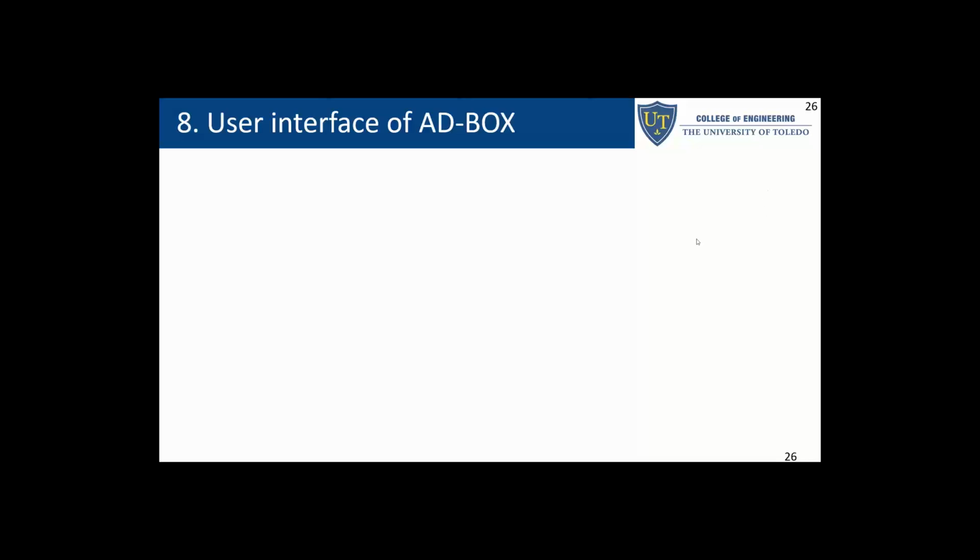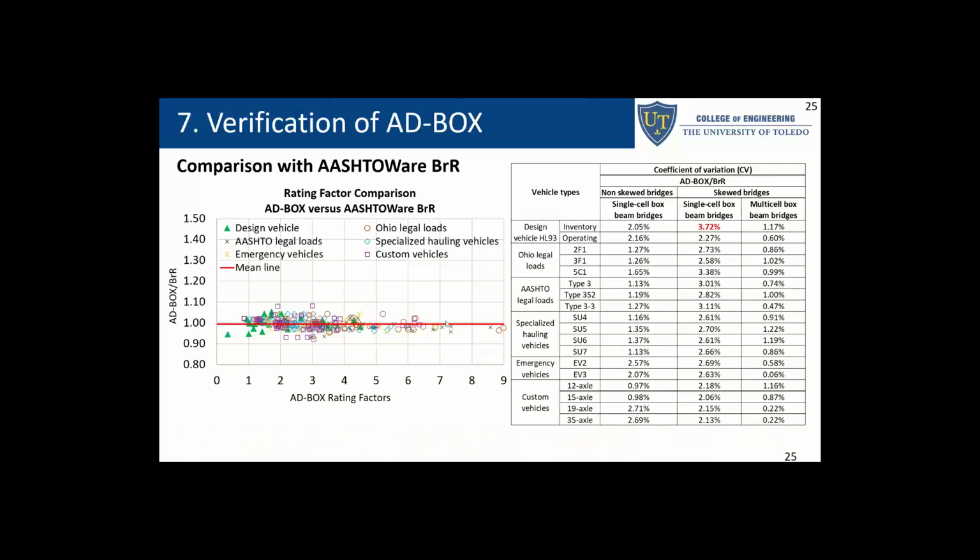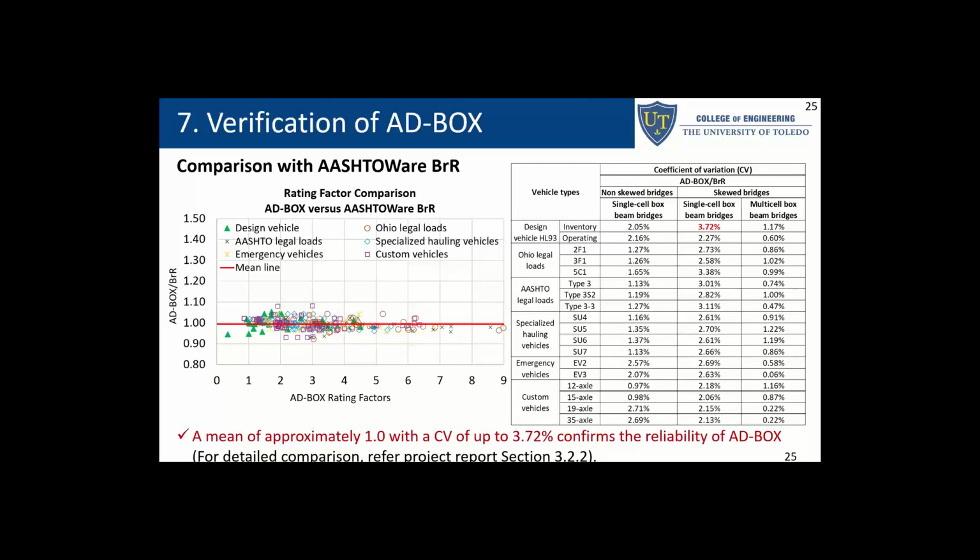And the next question is, have you identified the reasons for the somewhat larger differences between AdBox and BRR when compared to AdBox and hand calculations? Suraj, if you want to go back to the previous slide, I think it was slide number 25. First of all, if you compare two different computer programs, there are always going to be some discrepancies, right? Anything less than 5% is a very acceptable discrepancy. So 3.72, which is the worst case scenario, considering all 18 bridges, is well within the margins of error, right?